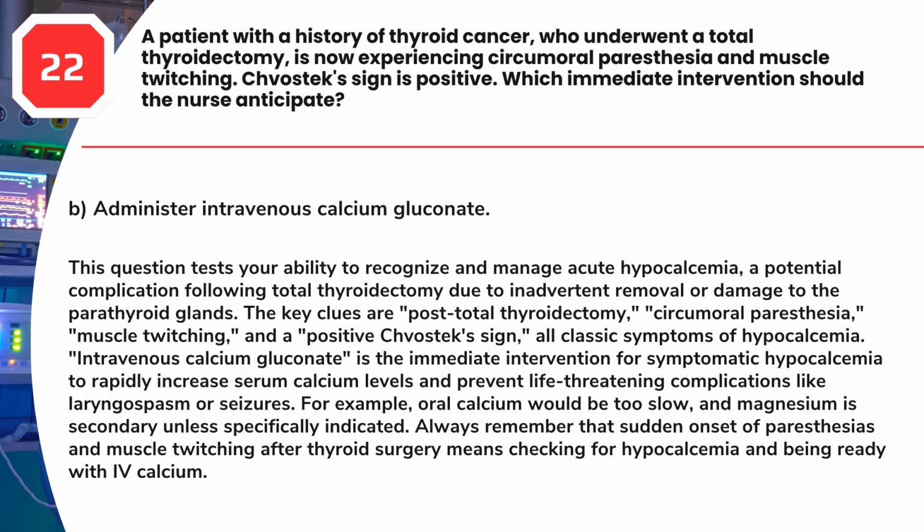The key clues are post-total thyroidectomy, circumoral paresthesia, muscle twitching, and a positive Chvostek's sign, all classic symptoms of hypocalcemia. Intravenous calcium gluconate is the immediate intervention for symptomatic hypocalcemia to rapidly increase serum calcium levels and prevent life-threatening complications like laryngospasm or seizures. For example, oral calcium would be too slow, and magnesium is secondary unless specifically indicated.